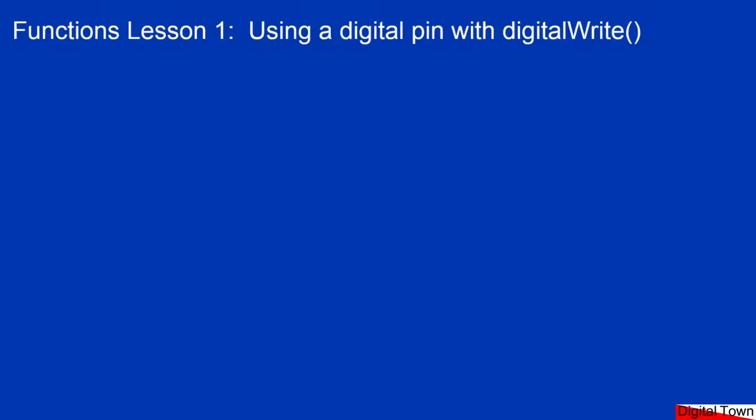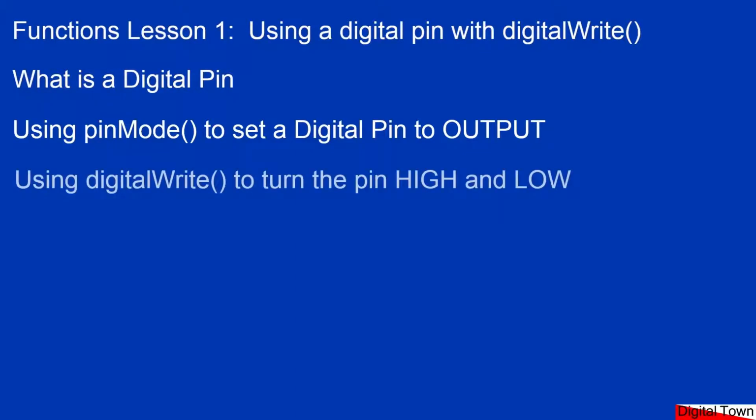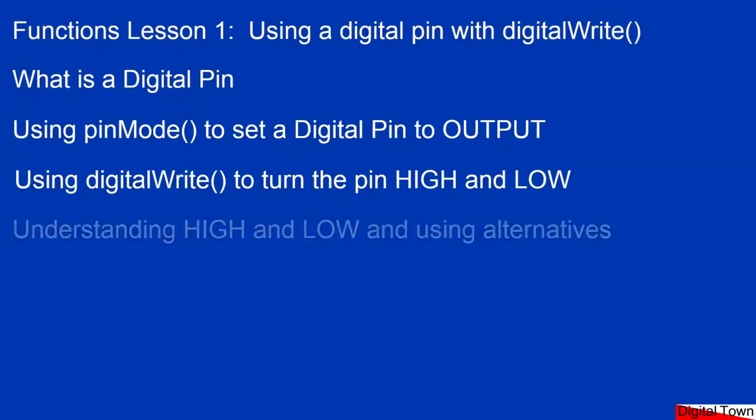Now, through this lesson, we're going to start to learn, first of all, what is a digital pin, and then what we will do is learn how to select a digital pin using pinMode and set it to be an output. We shall also start to use digitalWrite to turn the pin high and low. Again, it's that bit, what does that mean? Well, as part of this lesson, we'll learn to understand what high and low means, and also the ability to use alternatives to those words.